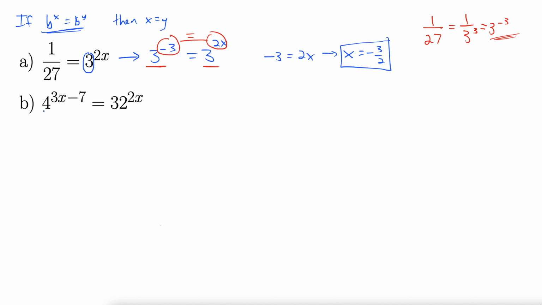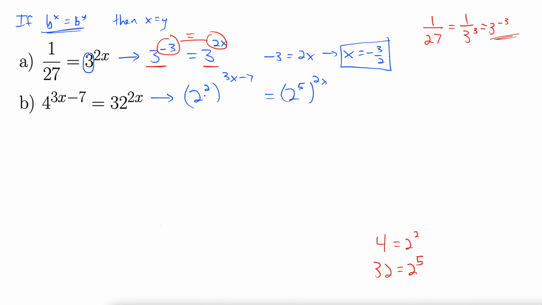Maybe we can use base 2. How about that? Because 4, as a little side note, 4 is 2 squared, and 32 is 2 to the what? Let's see, 2 cubed is 8, 2 to the 4th is 16, 2 to the 5th is 32. And that will get us where we want to be. So let's rewrite this as, instead of 4, we have 2 squared to the 3x minus 7 equals, and instead of 32, we have 2 to the 5th, all raised to the 2x.